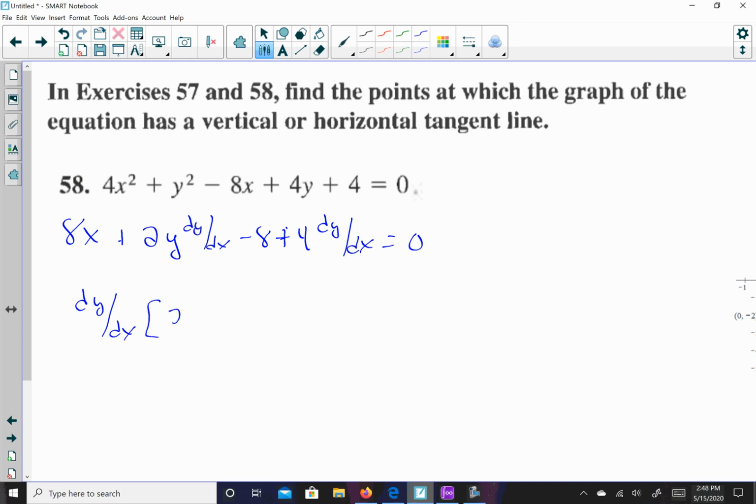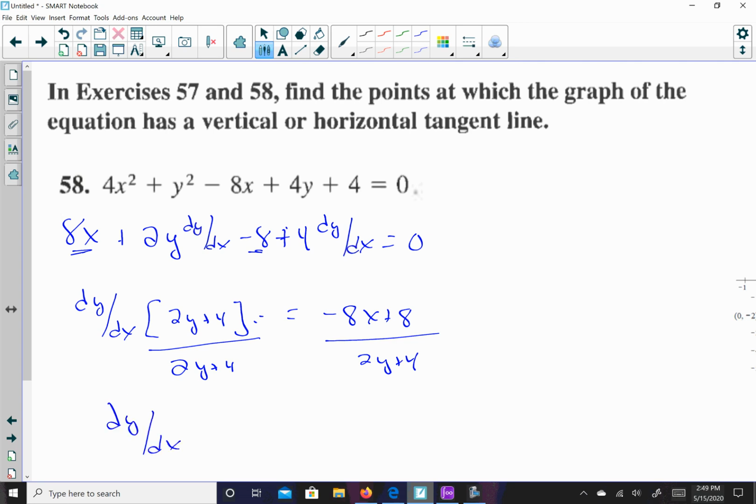And I'm left with 2y plus 4. This 8x and this 8x and this negative 8, I'm going to take over to the other side. So that's going to be negative 8x plus 8. I am going to solve. So I'm going to divide both sides by 2y plus 4. So dy dx. Now I can leave it as that.